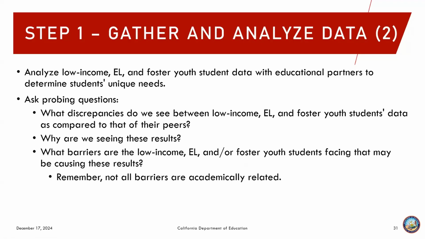So once you've gathered that data, you're going to analyze it, and you're going to compare the low-income, EL, and foster youth student data to your other students' data, and see what discrepancies you find. You're going to talk to your educational partners, and they're going to help you evaluate these data points and determine areas of need. Because again, everything may be written down on paper, but without discussion and without delving deep into what is actually there, you're not going to be able to identify the root causes of what you're seeing at face value. You want to get into the nitty-gritty.